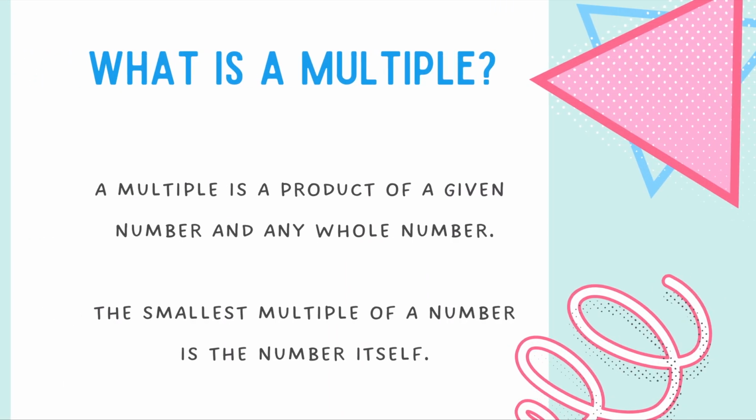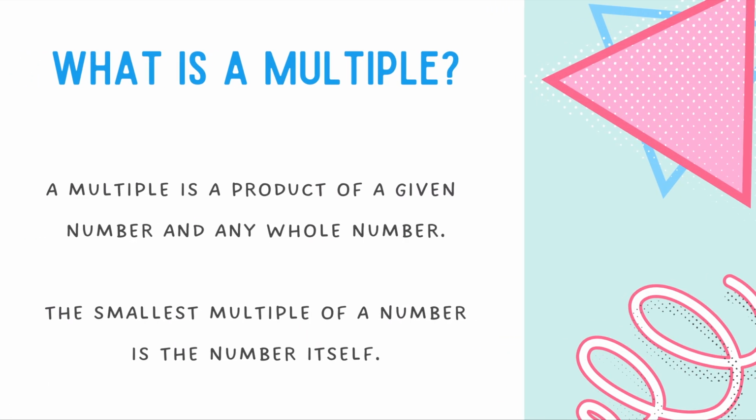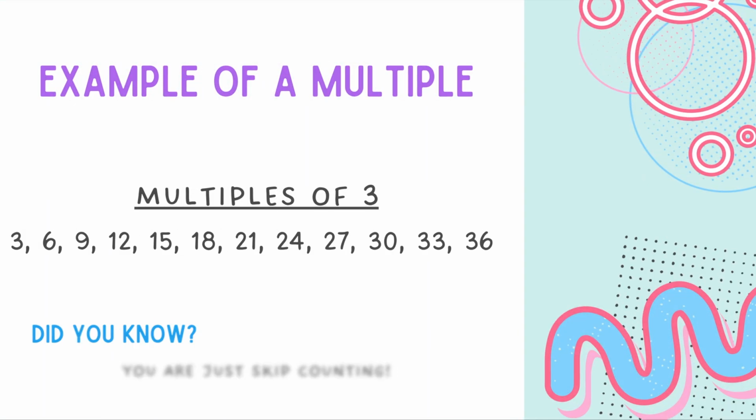Now let's discuss multiples. A multiple is a product of a given number and any whole number. The smallest multiple of a number is actually the number itself. Let's take a look at what I mean. Multiples of 3 include 3, 6, 9, 12, 15, 18, 21, 24. This should sound pretty familiar because we're just skip counting. Finding multiples of a number is pretty easy.